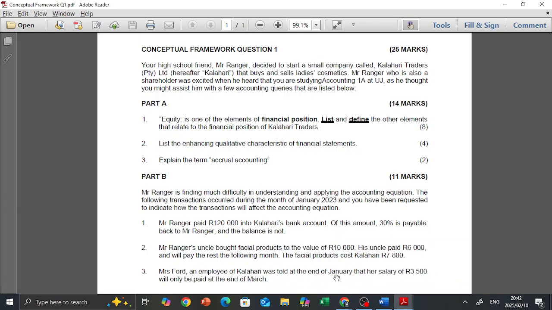Right. As you can see, a conceptual framework standard question. Why is my screen not back? Is my screen back? Okay. These are your question banks.